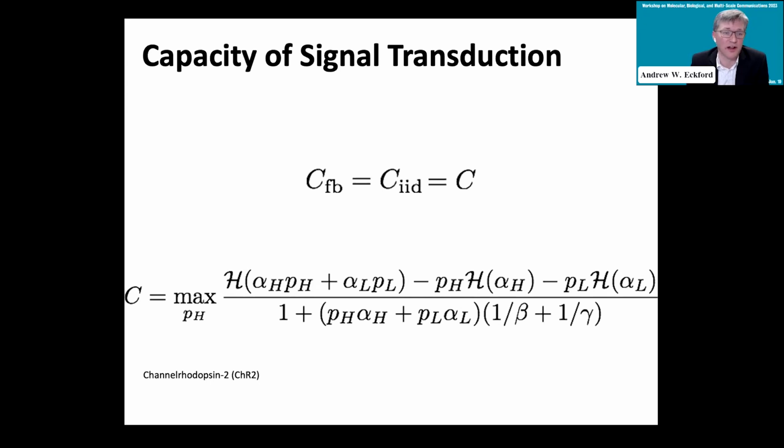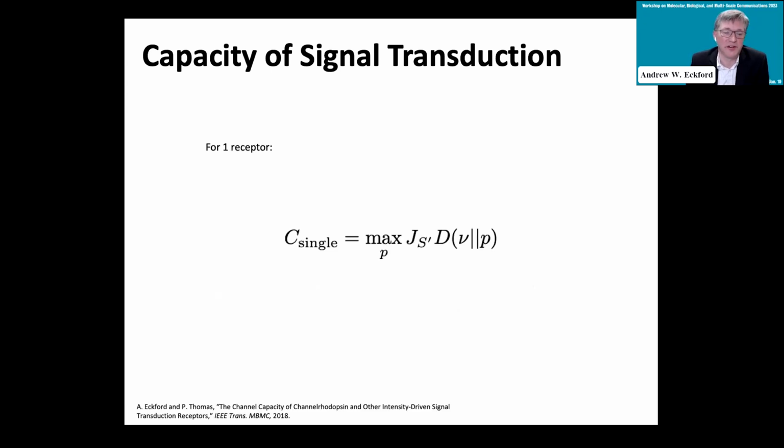In fact, you can generalize this to any receptor that can be described this way, and we have a simple formula described this way. I won't go into detail here, but you can find the details in the reference at the bottom. Okay, so this raises the natural question: what is the capacity? How fast can you signal?